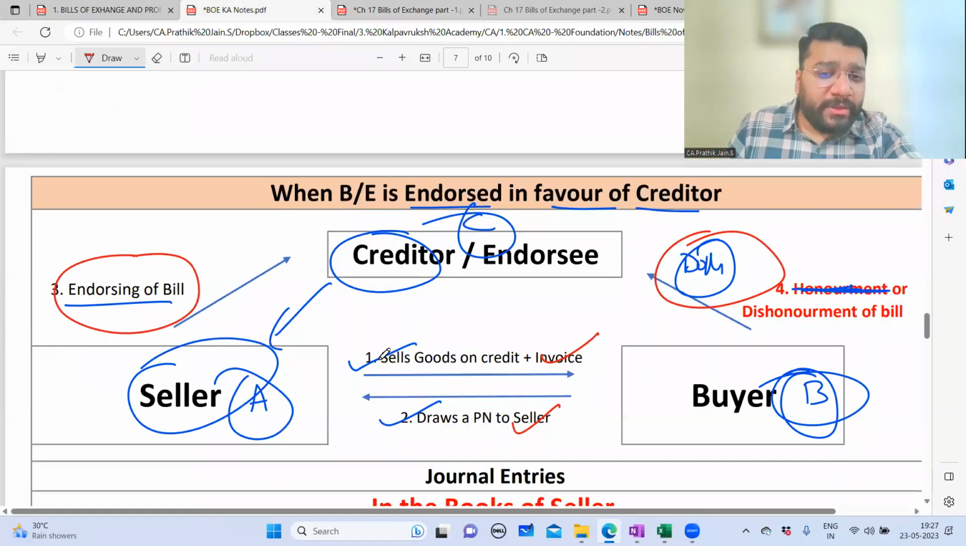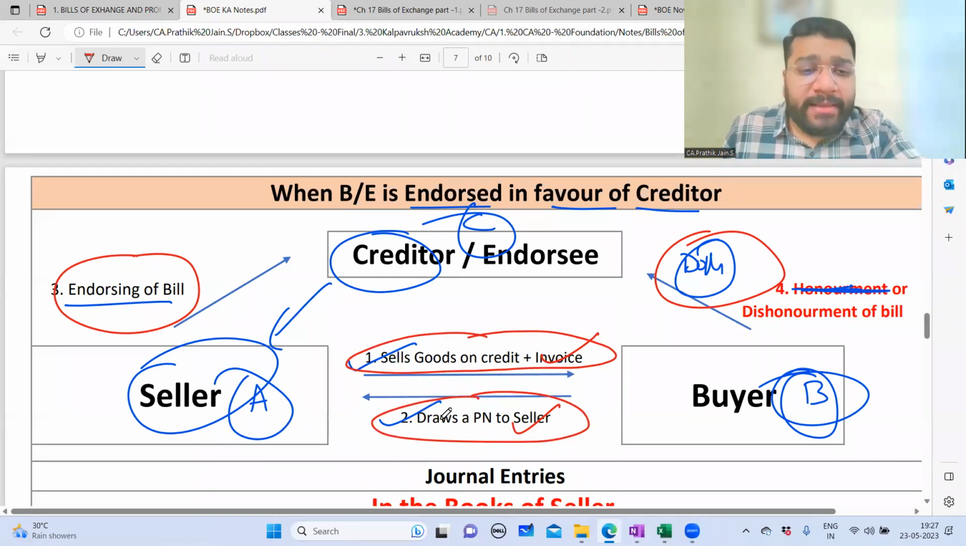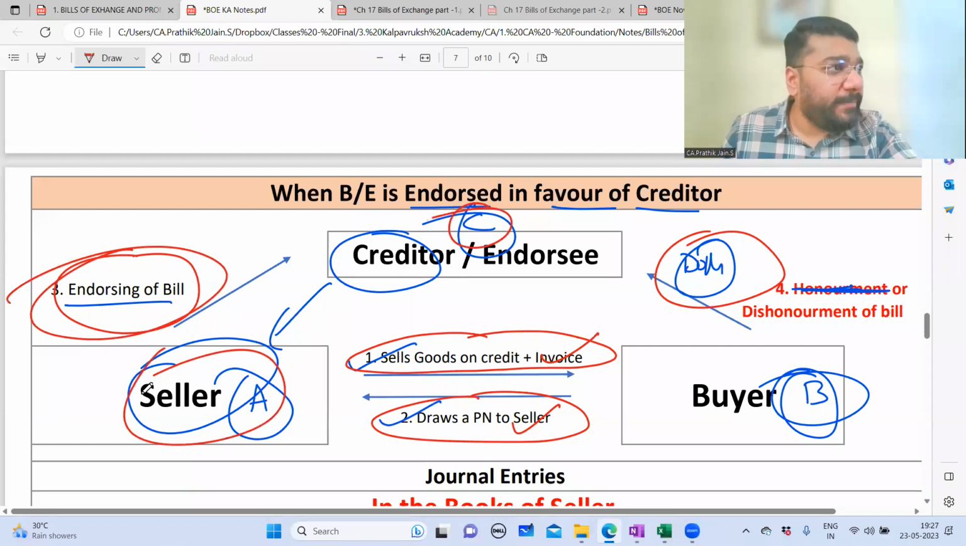guys, the first transaction, that is the buying and selling transaction, is happening between A and B. Will C record this? No. The second bill of exchange transaction again is executed between A and B. Will C record it? No. The third transaction is an endorsement happening between C and the seller. That is A. That is A and C. So will C capture this? Yes.